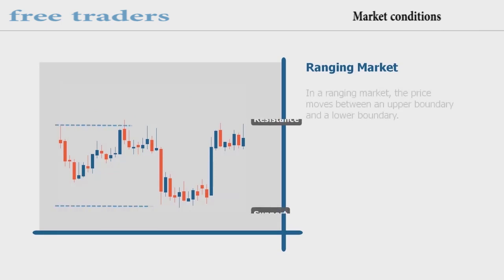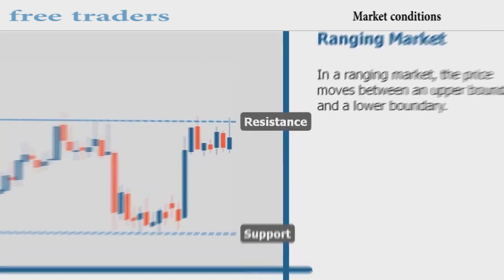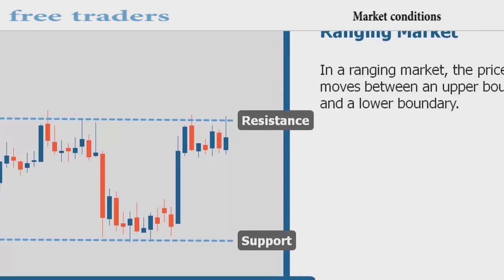In a ranging market, the price moves between an upper boundary and a lower boundary. Usually, you can observe a support level and a resistance level. However, a ranging market may not always be clear to see.